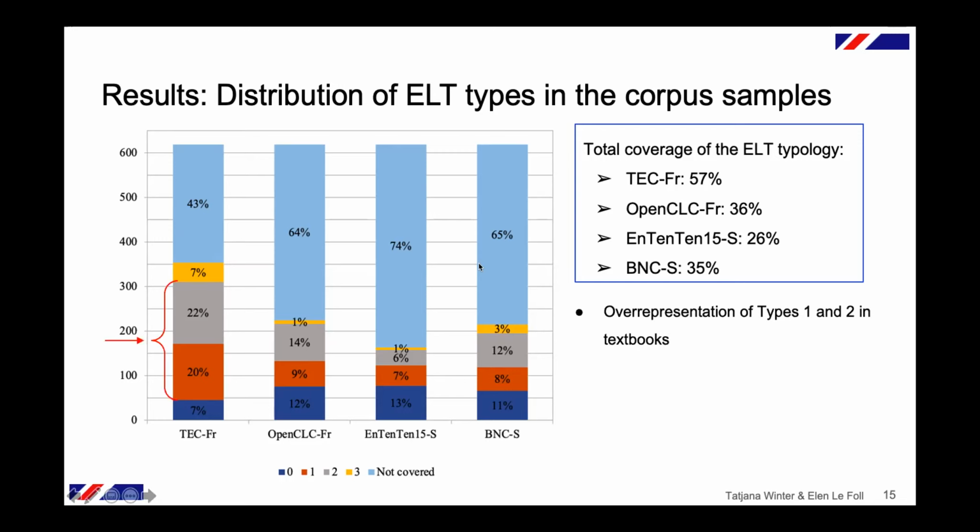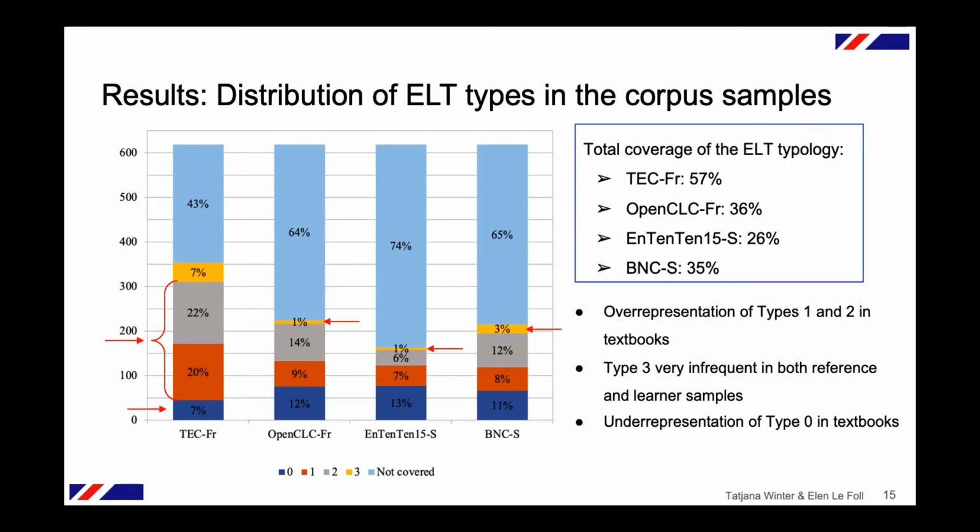Then if we look at the types that are found, evidently we see an overrepresentation of type 1 and 2 in the textbooks as compared to our reference data, because obviously those are the ones in the typology. Type 3 is very infrequent in both the reference and the learner data. And in general, we find an underrepresentation of type 0 in textbooks. And as we explained, type 0 is not always included in the grammar sections.